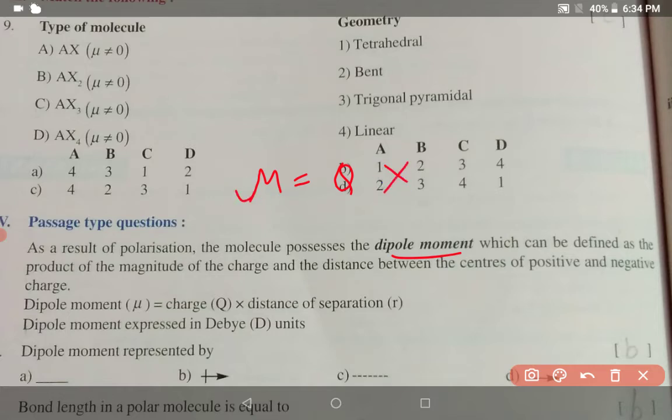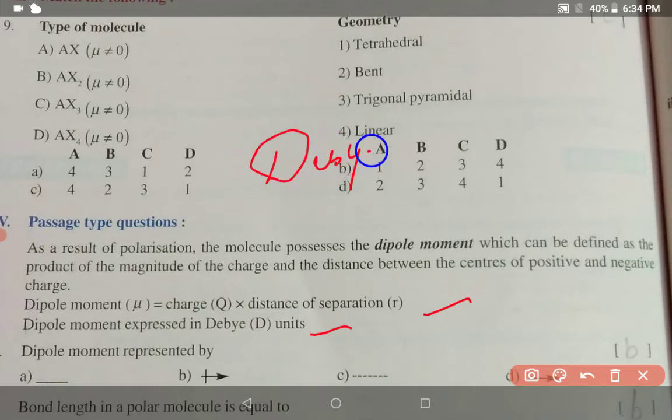Mu is equal to Q into R, the product of magnitude of charge and the distance between the centers of positive and negative charges. That is the distance separated by it, right? That is represented by R. So mu is equal to Q into R. This is the passage. Now they have given the formulas also, as I have already written on the screen. And dipole moment is expressed in Debye units. Already the first question was that, right?